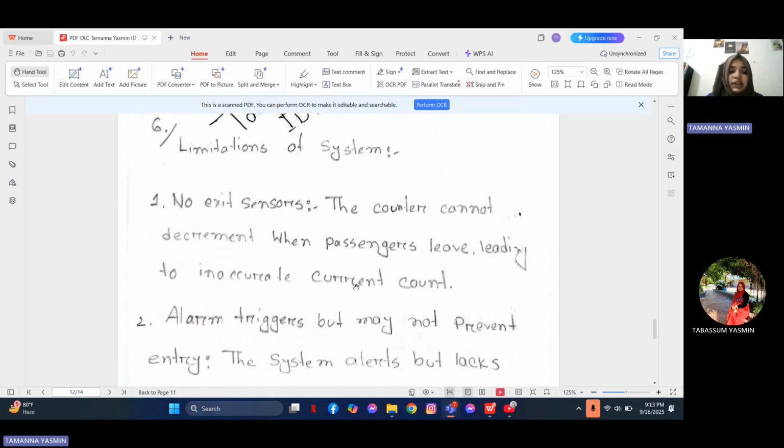And for question 6, they ask us about the limitations of the system. Finally, while the system is functionally sound, it has several significant limitations from a real-world engineering perspective. First, it lacks a mechanism for counting people leaving the platform. The counter only increments, so after 10 people enter, the gate would never open again even if everyone leaves.